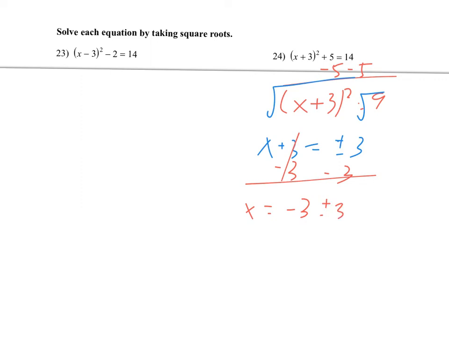Now, when we have this with two integers or regular numbers here, we always want to split this up and just do it twice. So negative 3 plus 3, and then also negative 3 minus 3, taking care of that plus or minus right there. So then my answers are going to be 0 and negative 6 for x.